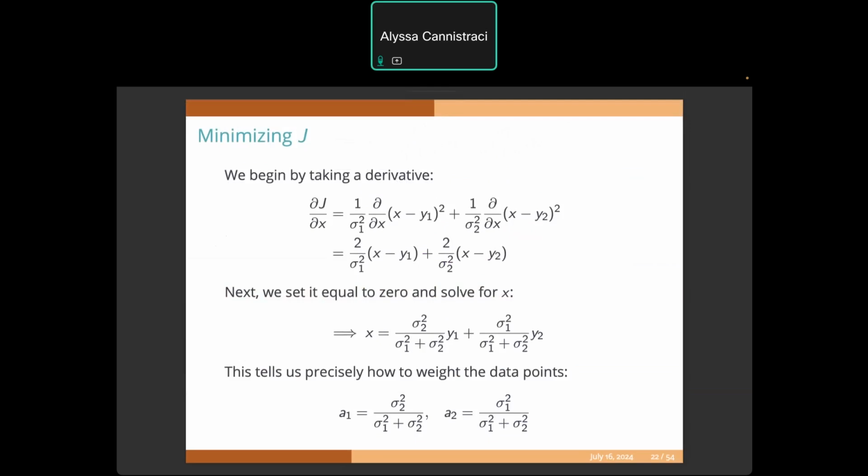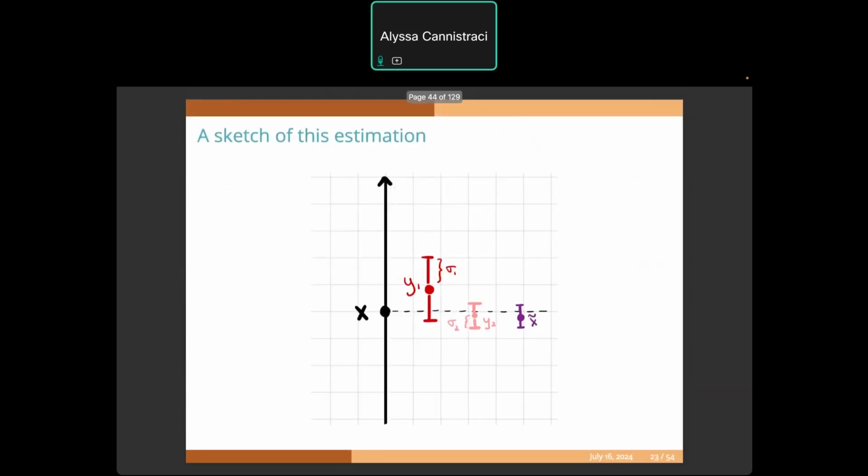I have this little picture here, and I've tried to emphasize that the uncertainty on Y1 is much larger than the uncertainty on Y2. So what ends up happening is, when we're weighting to find this value x tilde, we know that y2 is a more certain observation, so we want to give it a bigger weight. And so we weight it by the sigma 1, which is exactly what we have here.